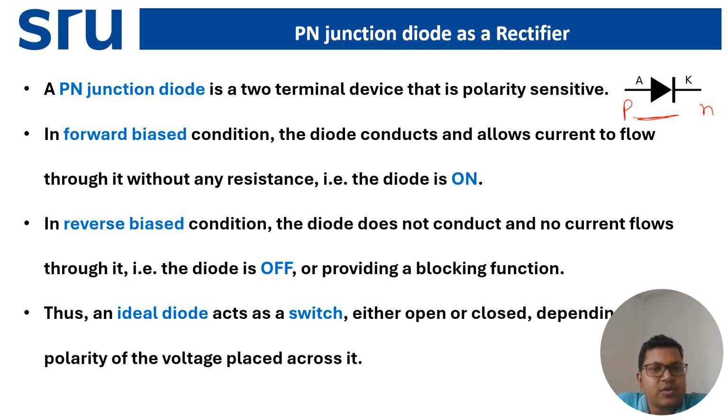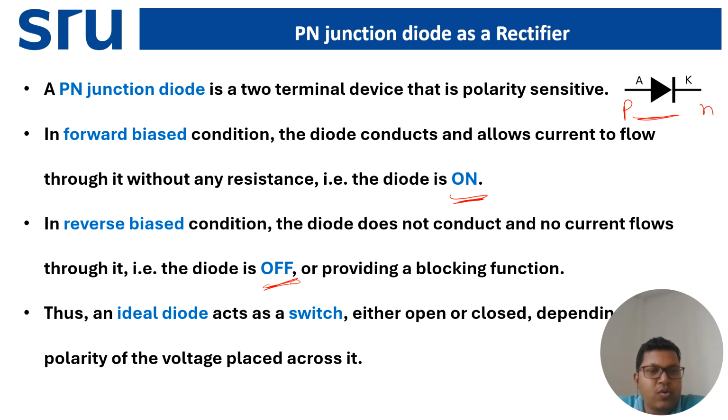In forward biased condition, the diode conducts and allows current to flow through it without any resistance, that is, the diode is on. So here the diode is working as an on switch. What is the condition for that? The forward bias. Then you might ask what will happen for the reverse bias. In the reverse bias condition, the diode does not conduct and no current flows through it. That is, the diode is off, providing a blocking function. If you consider a switch, then the switch is in the off condition for the case of reverse bias. So basically your diode can act as a switch either in on or off condition.